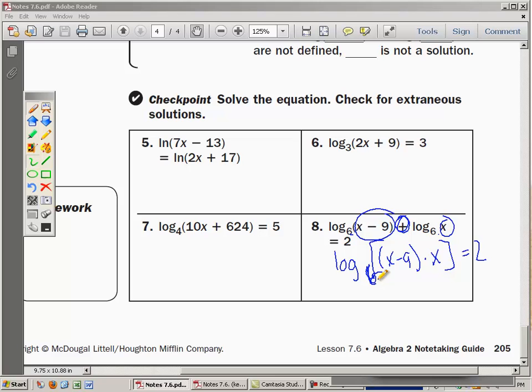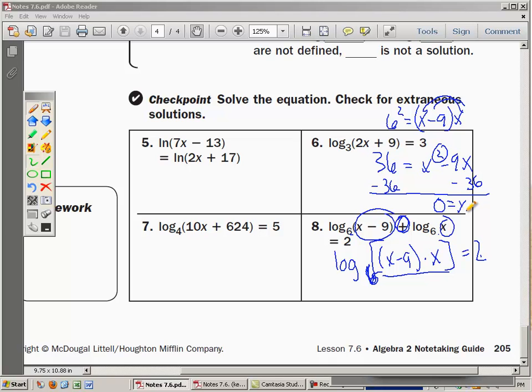Now, once again, your base is 6 here. So I'm going to use my definition of exponents, my definition of logarithms, to say this is 6 to the 2nd power equals this mess. So this is 6 squared is equal to x minus 9 times x. When I distribute the x, I get 6 squared, which is 36, is equal to x squared minus 9x. Now, because I can't solve this second degree polynomial simply by taking the square root, I have to minus 36 from both sides and set it equal to 0. So I get 0 equals x squared minus 9x minus 36.